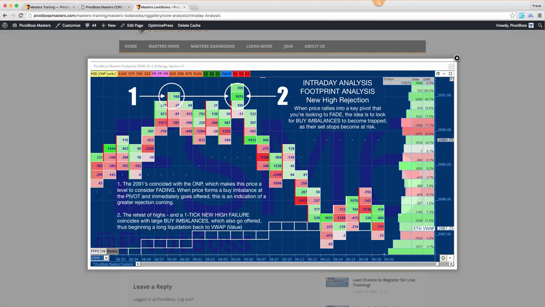So I wanted to zoom in right now on the actual footprint chart, because this is the actual footprint chart that showed the rejection here at the overnight pivot in the ES.